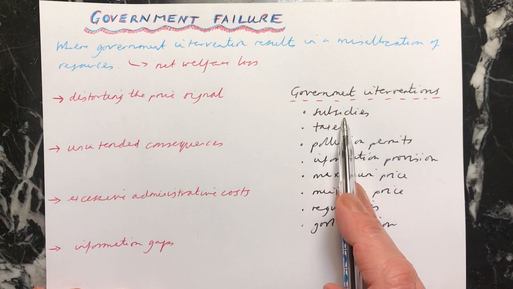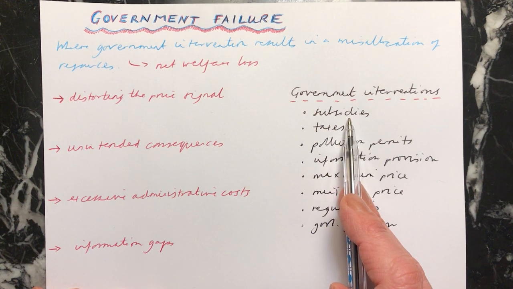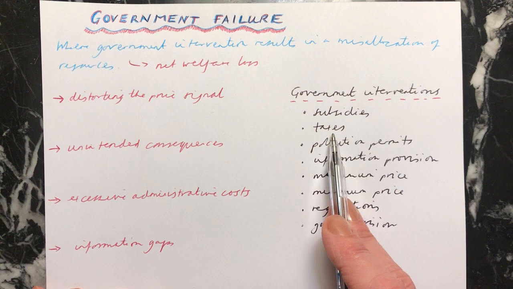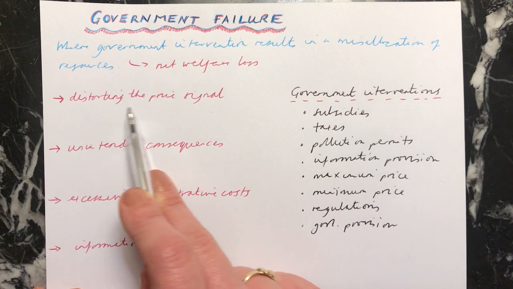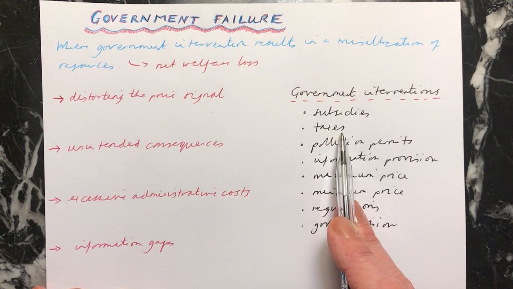For example, with a subsidy, this will cause the price to go down. And this isn't what the market mechanism intended. The price shouldn't be that low. It's only lower because of the subsidy. If a tax is put in place, this will cause the price to go up. And again, this is distorting the price signal. The price shouldn't be this high. It's only because of the tax that's been placed on the good or service.